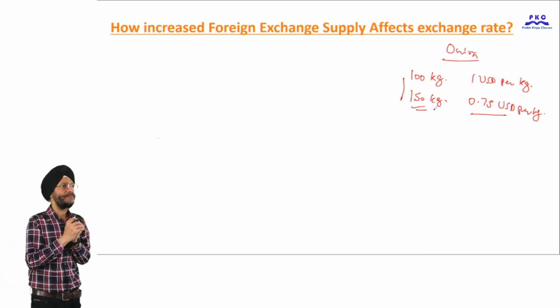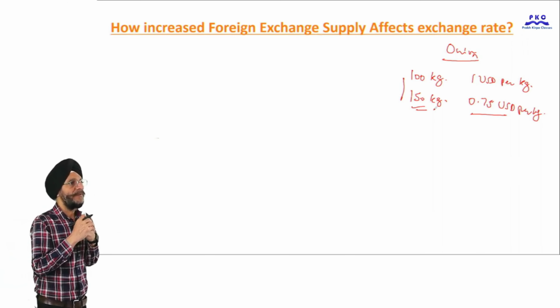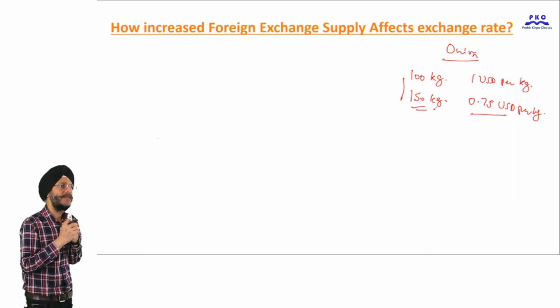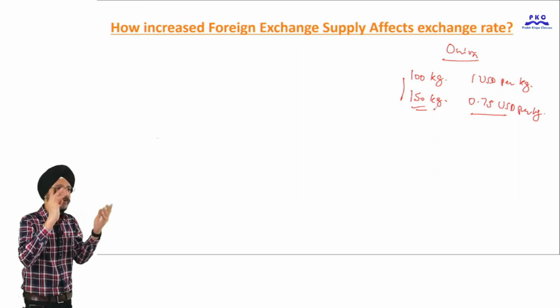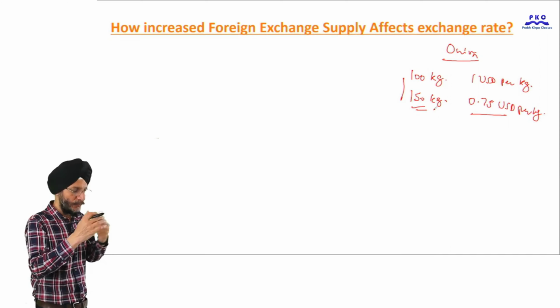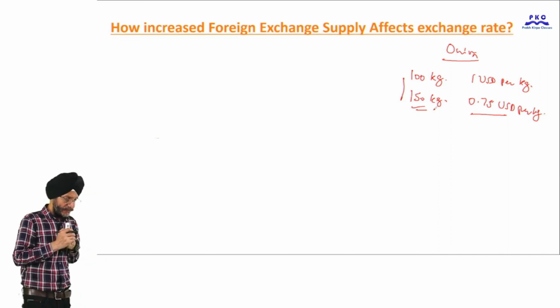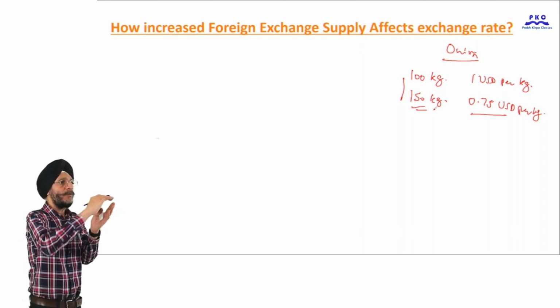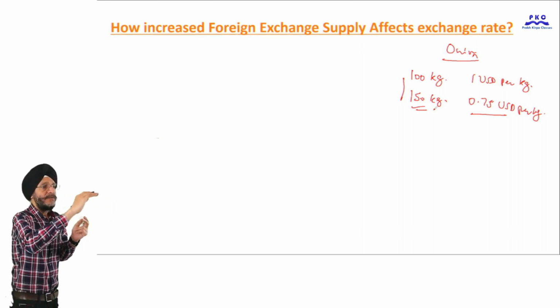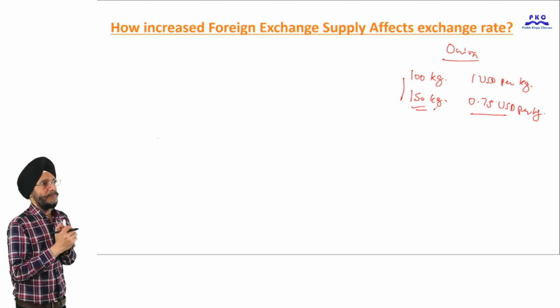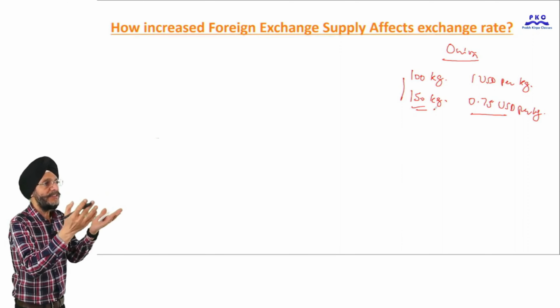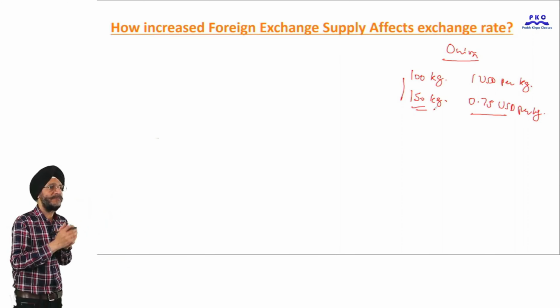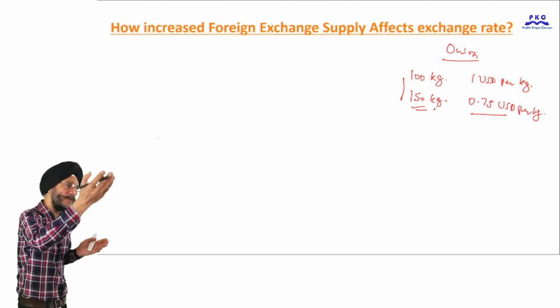In the same way, when the foreign exchange supply increases, what will happen to the exchange rate? This is to find out. First is why increased foreign exchange supply happens. Why there is increase in the supply of foreign exchange? Why there is increase in supply of foreign currency?